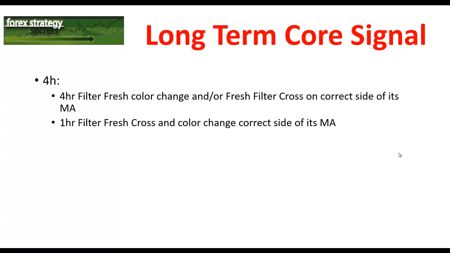The 1 hour filter fresh cross has to happen, and it has to be a fresh color change and be on the correct side of its moving average, or as you saw in the dissect of the previous chart that I showed of the trade, at least on the correct side of the 4 hour moving average. If you can get the moving average to be on the correct side of the price and the color changes there, that's even stronger, and that's what you want to try to shoot for, but you have a little bit of wiggle room there with the 1 hour moving average.